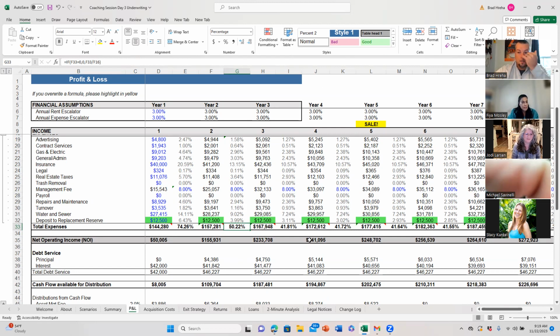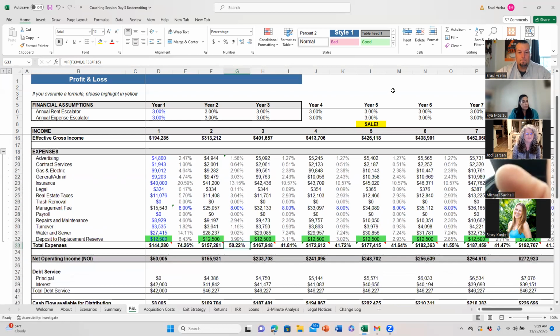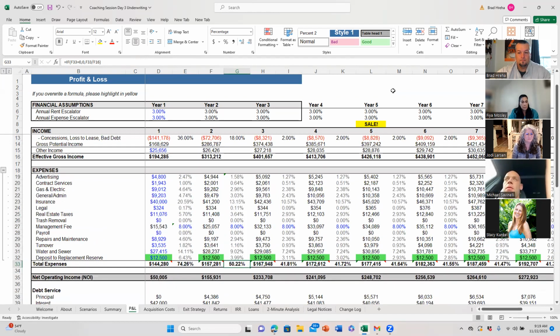If you wanted to adjust your taxes more than 3% per year, it looks like that 3% applies to all expenses. How would I, maybe I just want taxes to be 5%, or maybe they reevaluate, in South Carolina, every 4 years. Would you just go manually put a number in that column? Phenomenal question.